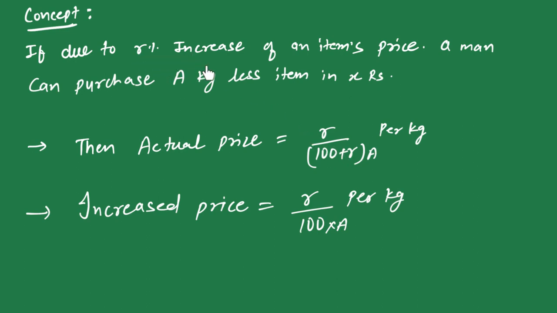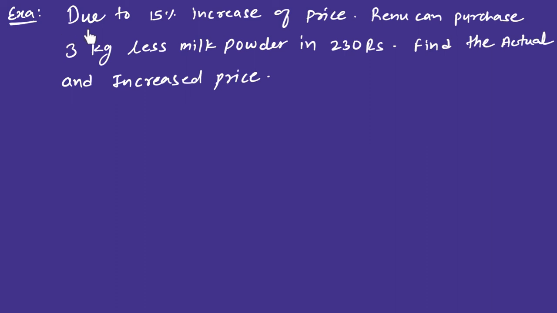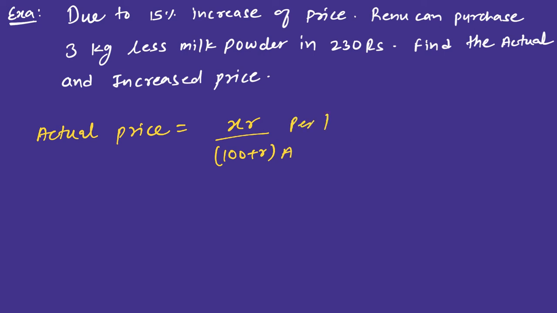If the price is increasing, put plus here. If the price is decreasing, put minus here. The rest of the formula is the same. Let's see this example. The example is saying: due to a 15% increase of price, Renu can purchase 3 kg less milk powder in 230 rupees. Find the actual and increased price. So the formula for actual price is X into R divided by 100 plus R into A per kg.